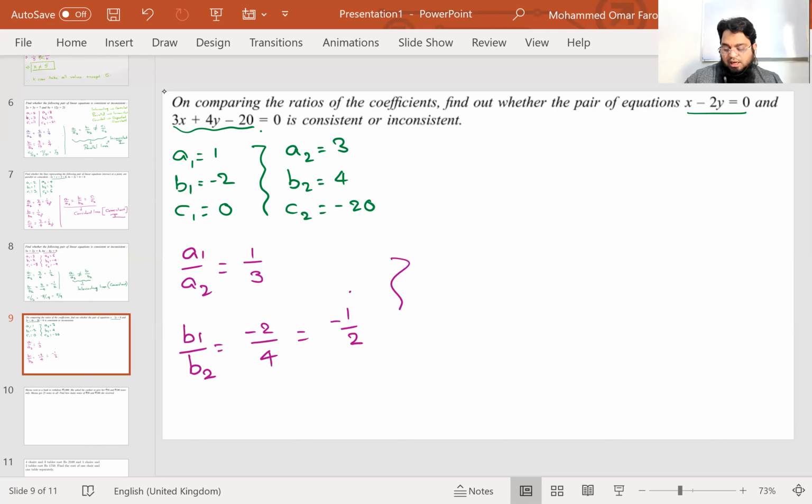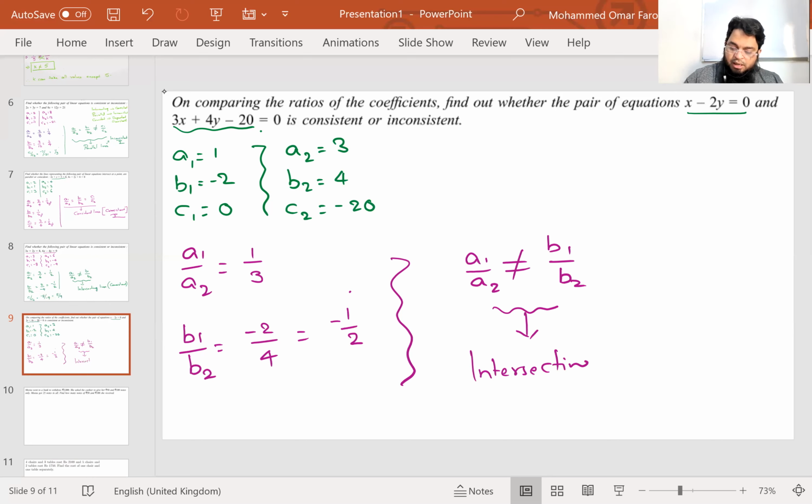And clearly we can see that a1 by a2 is not equal to b1 by b2. This is the condition for intersecting lines. And intersecting lines are termed as consistent.